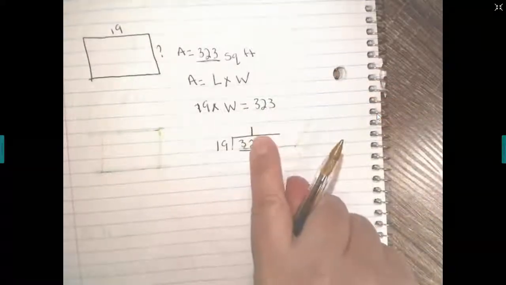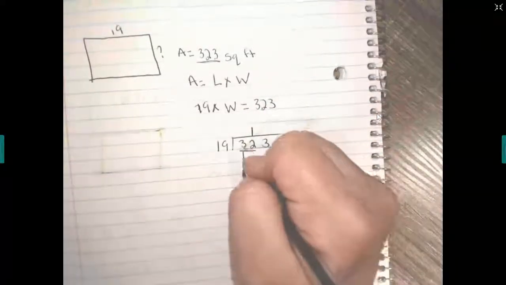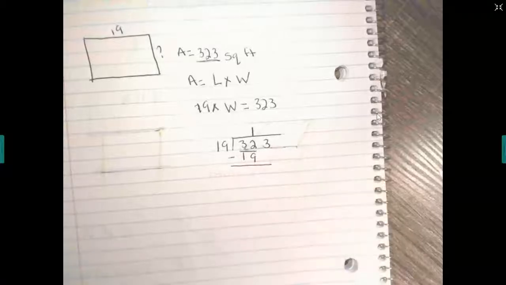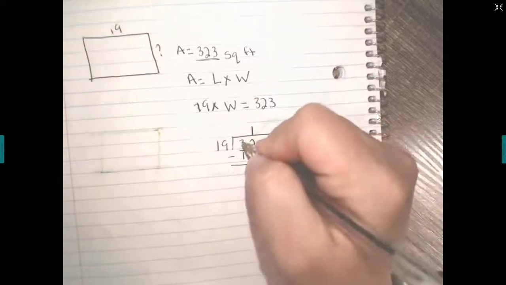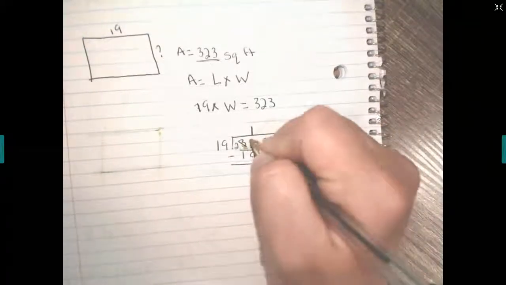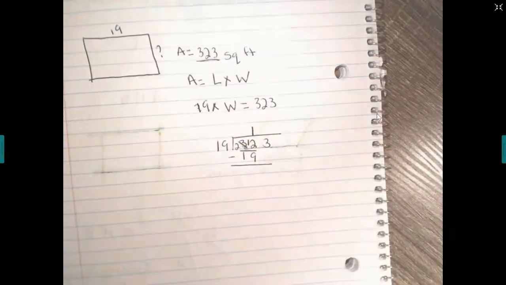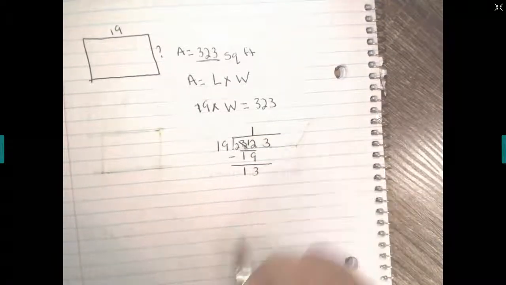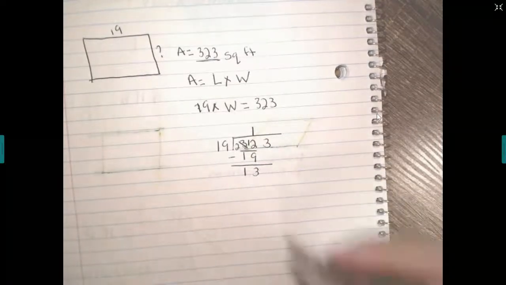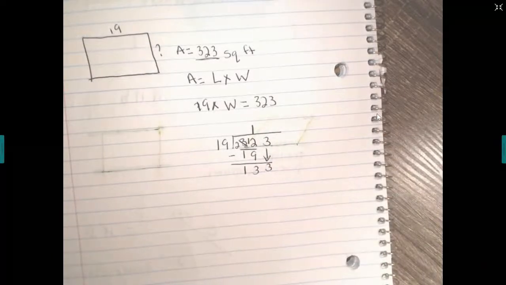All right, now I multiply. 1 times 19 is 19. And then I just simply subtract. Okay, so this 3 becomes a 2, the 2 becomes a 12. 12 minus 9 is 3, and 2 minus 1 is 1. 13, bring down your 3. All right, so how many times does 19 go into 133?